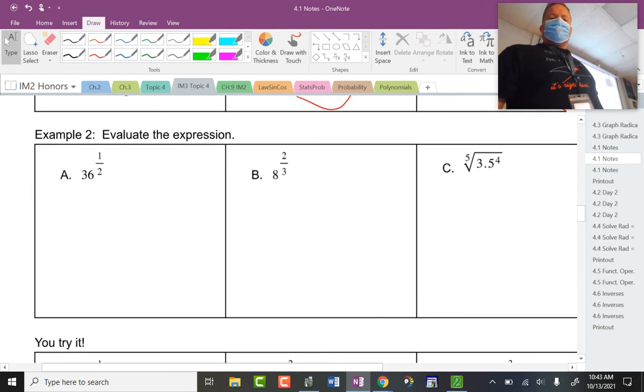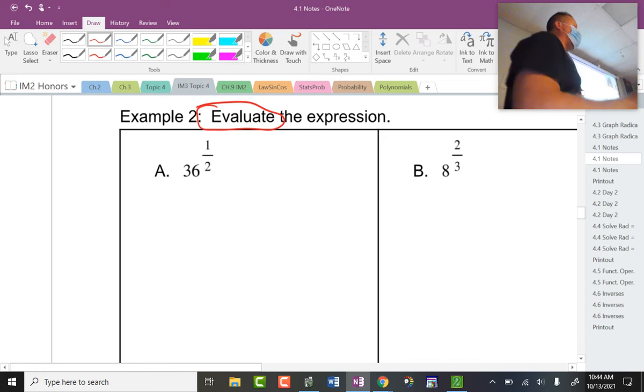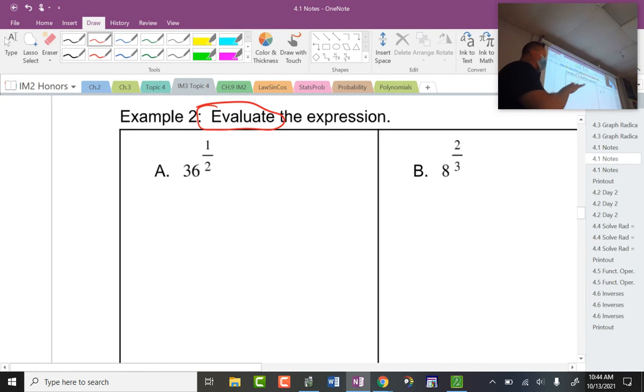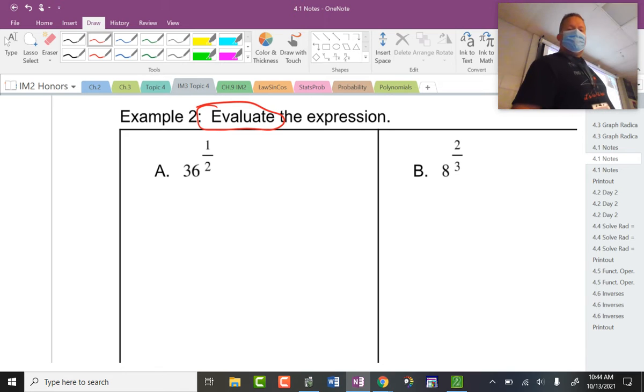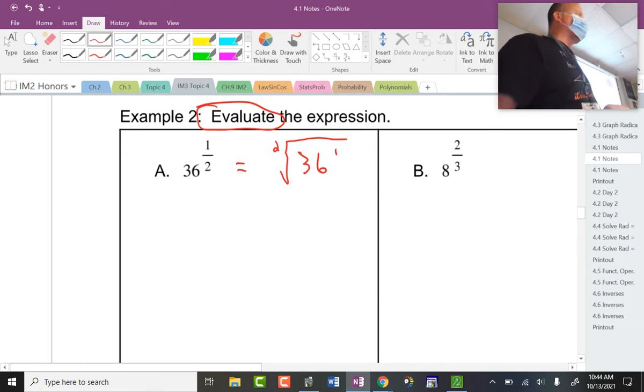Okay, now here's where we're getting down to it. It does say evaluate. On our first questions, though, it just says change it to a radical, and then you don't have to evaluate. So I am going to do that. This does mean 36 to the 1/2 power, the square root of 36 raised to the first.